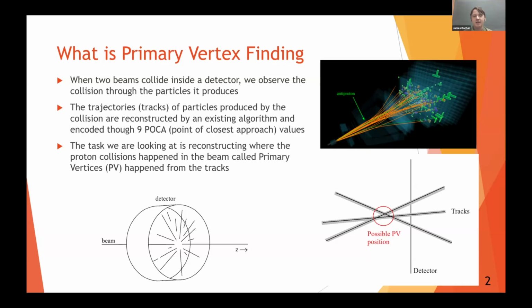And from all of these tracks, the algorithm has to figure out possible PV positions. The primary vertex is the collision point, but it's complicated because not all the lines intersect nicely and you don't know which tracks came from which collision. So that's the main challenge of this problem.